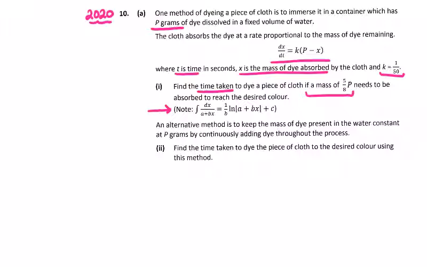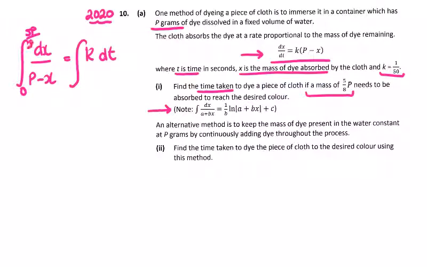So we're looking at dx/dt is equal to this. If I divide by P minus X, I'm going to get dx over (P minus X) is equal to k times dt. So if we integrate these, we need 5/8 P. I'm just going to write 5P over 8, and time will be between 0 and T. I'm looking for the time taken here.